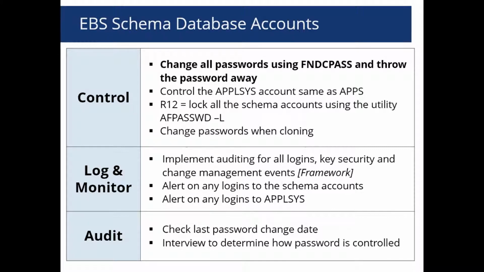And then finally at the database level, we've got the EBS schema accounts. Again, there's 250 of these accounts. There's one for each module, like general ledger, accounts payable, fixed assets. Our recommendation is you actually change the passwords for these and throw away the password. You can use the FNDCPASS utility, and you can change them all at once to the same password.